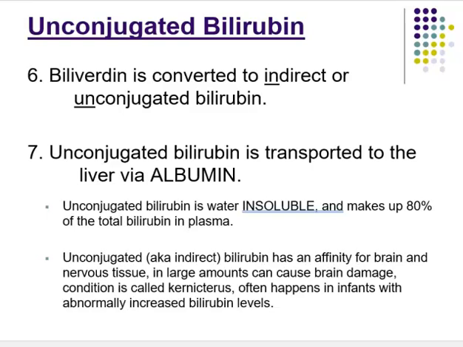Unconjugated bilirubin is water insoluble and makes up about 80% of the total bilirubin in plasma. Unconjugated bilirubin has an affinity for the brain and nervous tissues, so large amounts can cause brain damage. This is a condition called kernicterus, and this often happens in infants with abnormally increased bilirubin levels.